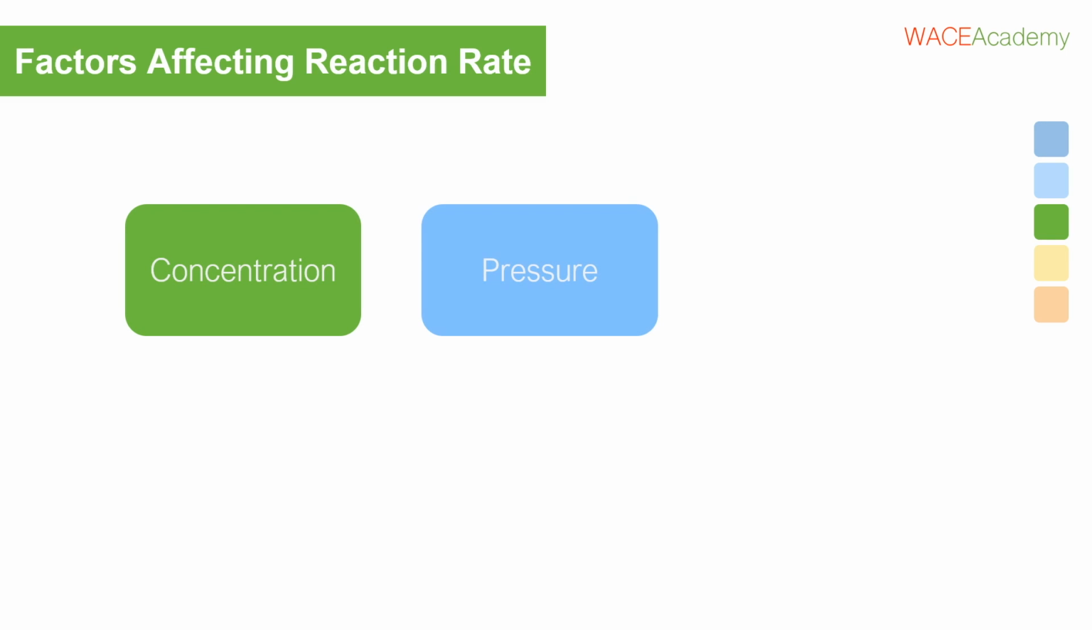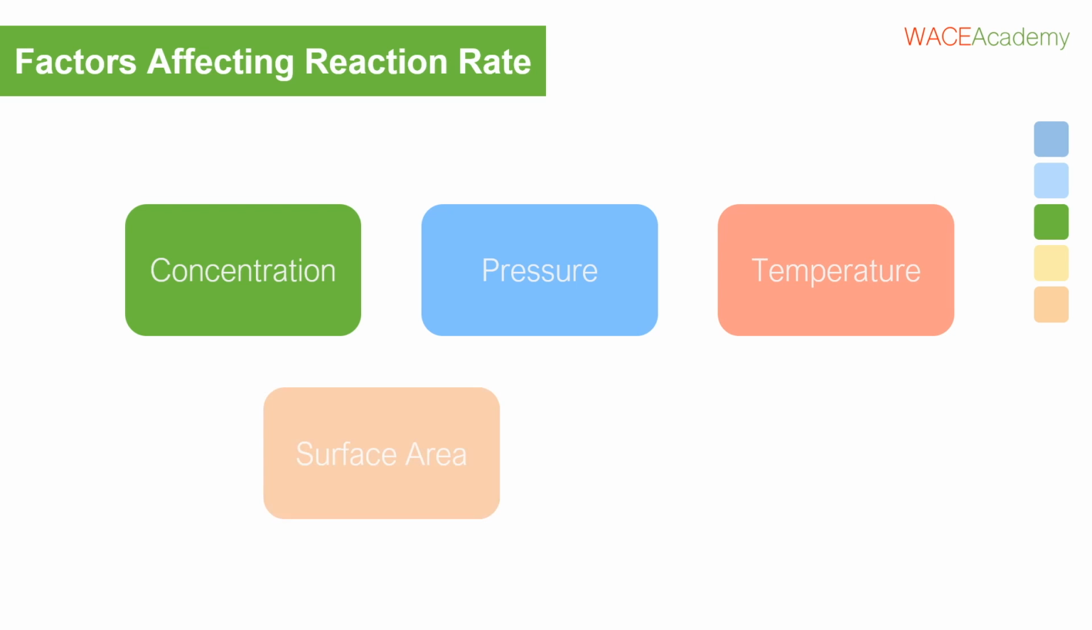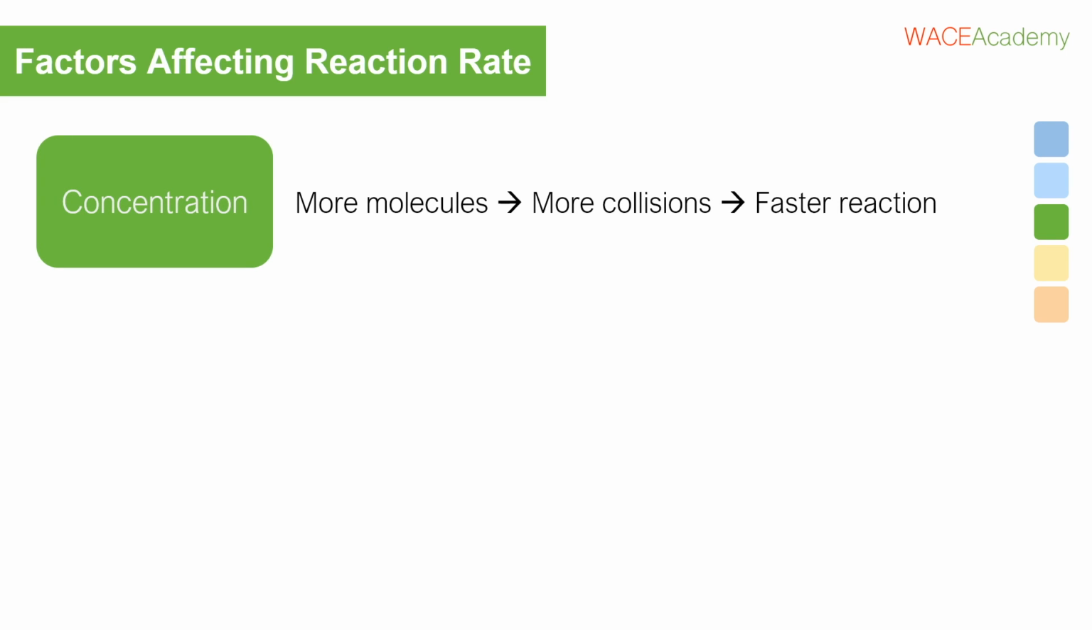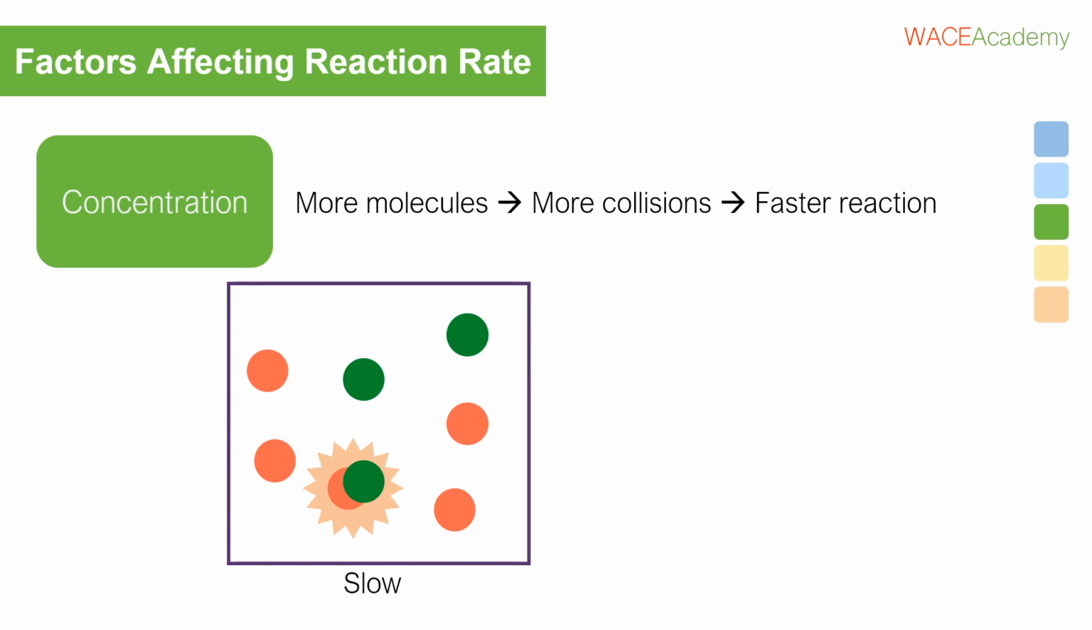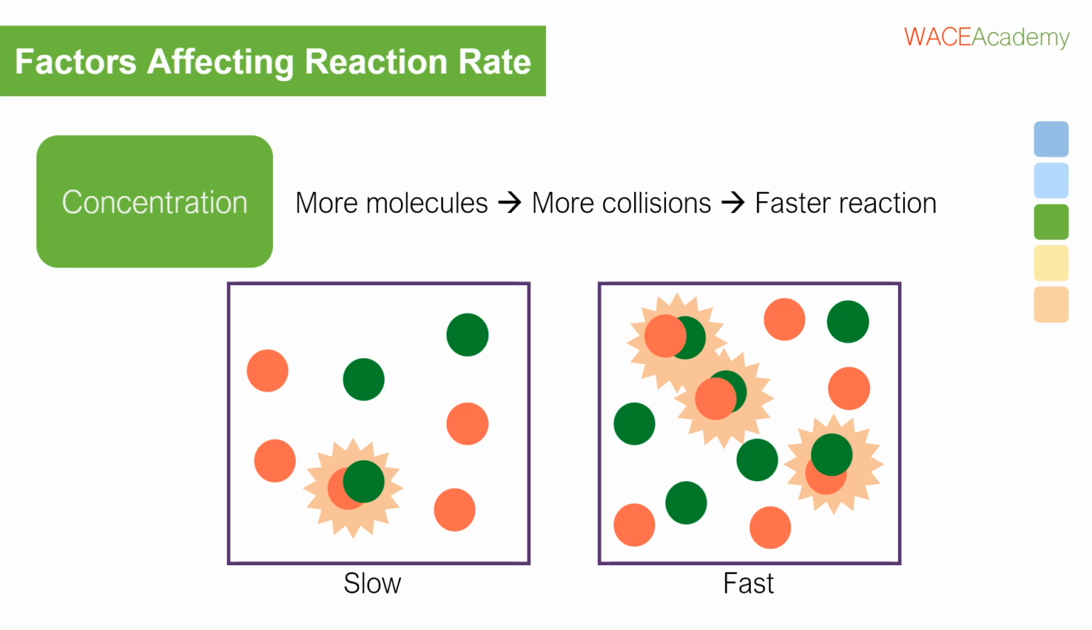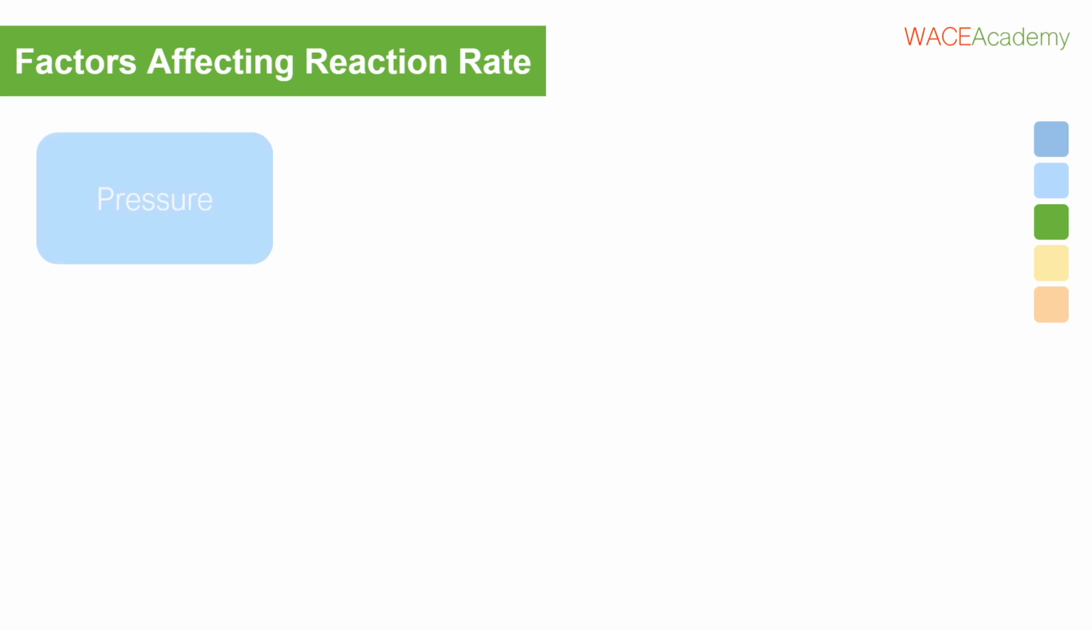So, there are several factors that affect the rate of chemical reactions. These include concentration, pressure, temperature, surface area of reactants, and catalysts. Let's start with concentration. If one solution has a higher concentration than the other, that means there are more particles in the same volume. If there are more particles, it makes sense that they would collide more frequently. That will then lead to the reaction going faster. So a higher concentration equals a faster rate of reaction.